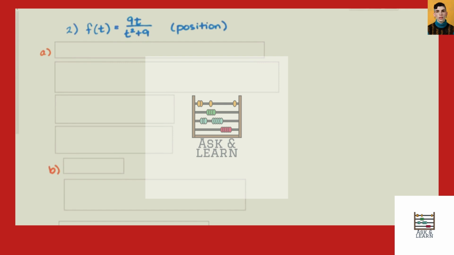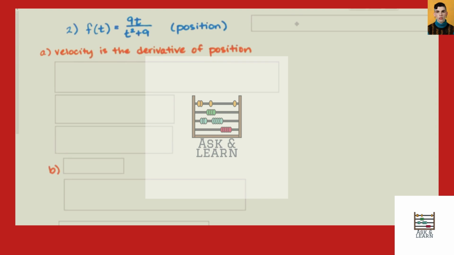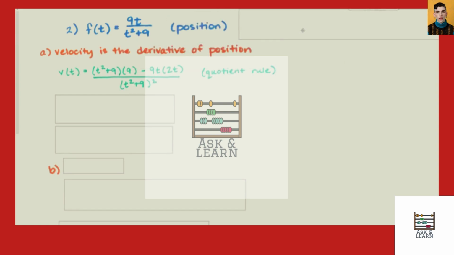Here we have a position equation, and for part A of the problem we want to find the velocity. Remember that velocity is the derivative of position, and because our position equation is a quotient, we're going to find the derivative using the quotient rule. So here we have the bottom times the derivative of the top minus the top times the derivative of the bottom over the bottom squared.